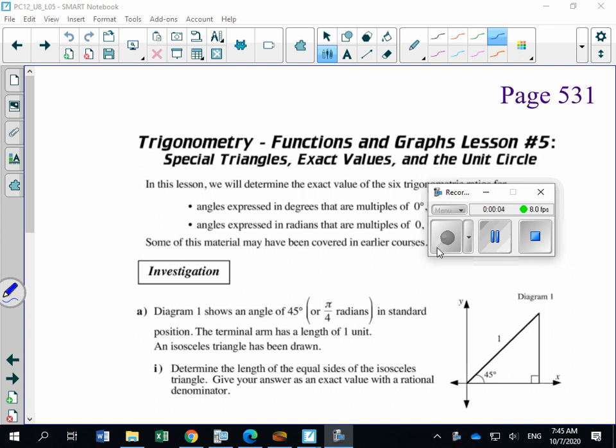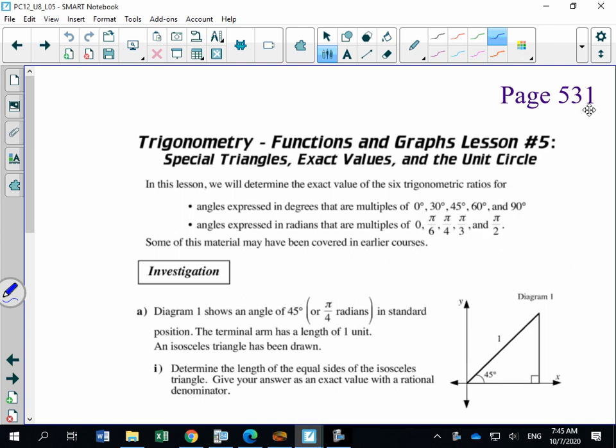Hi, Math 30s. We're moving on to lesson 5 in your workbook, and lesson 5 is on page 531. This is the lesson where we are going to finish constructing the unit circle.